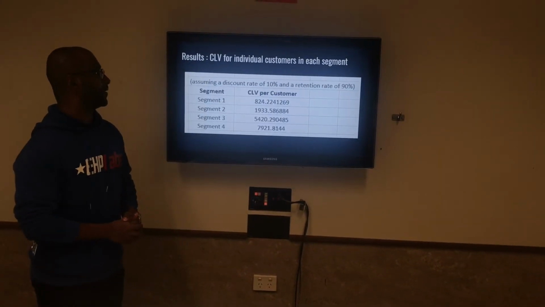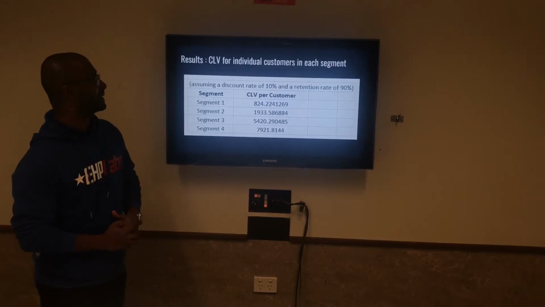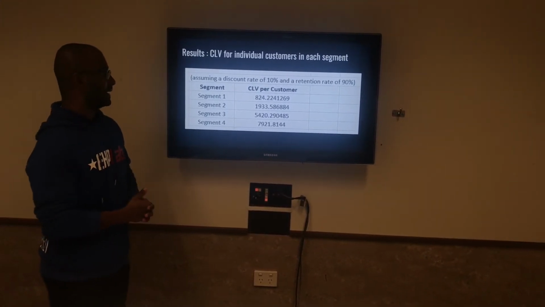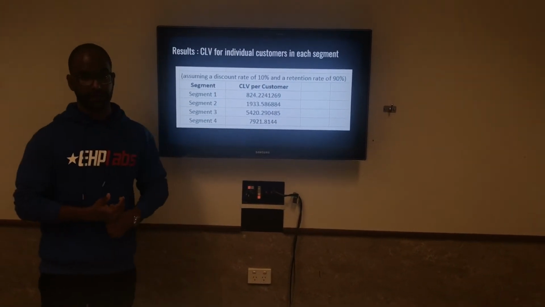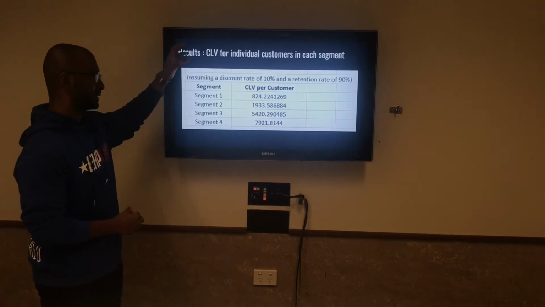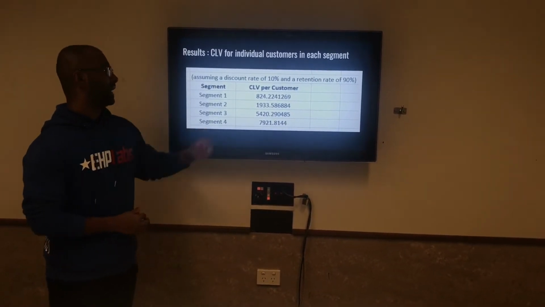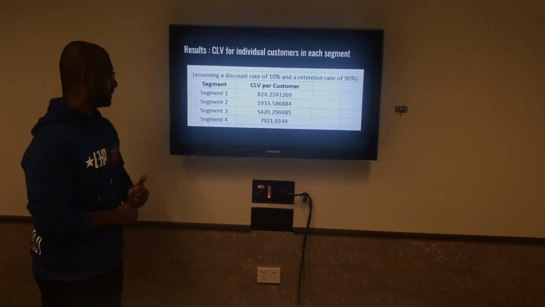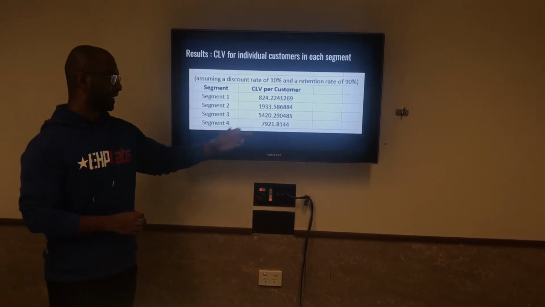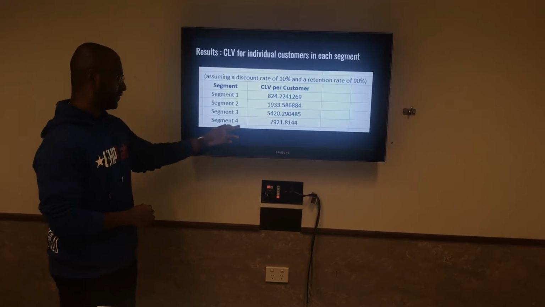So what we did lastly is calculate the CLV for individual customers. This way we can get an accurate reading of exactly how many points are spent on each customer. In segment 1, dividing the total CLV by the number of customers, we got 824 points per customer. Segment 2 we got 1,933. Segment 3 we got 5,420. Segment 4 we got the highest, 7,921.